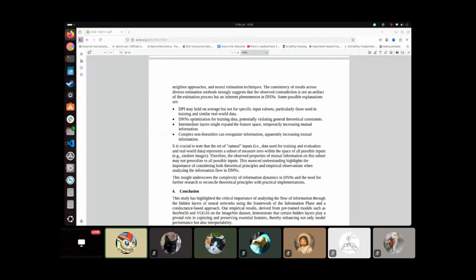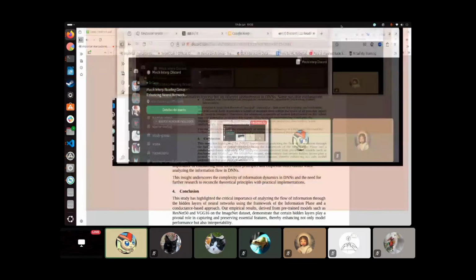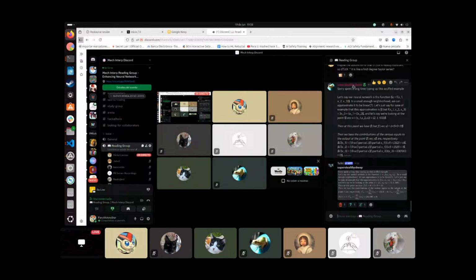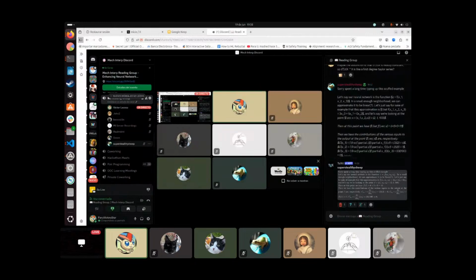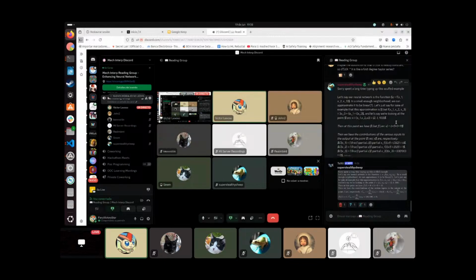Did someone write? Oh, yeah. But sorry, someone wrote a word in the chat. Is the function, in a small linear neighborhood, we can approximate it to be linear? Let's just say for the sake of the example that this is approximate. I'm reading what super stealthy ship, whatever your name is pronounced, said: in a small enough neighborhood we can approximate it to be linear.